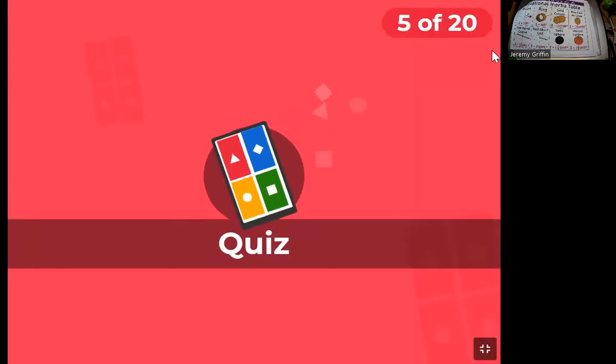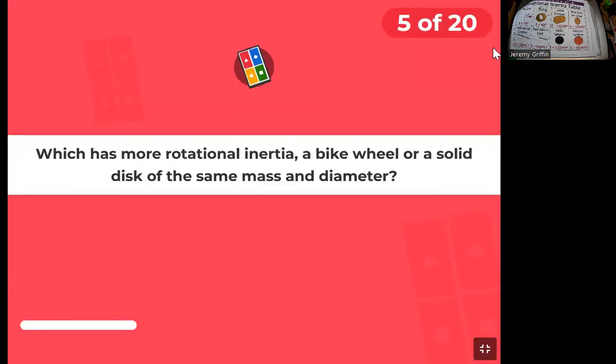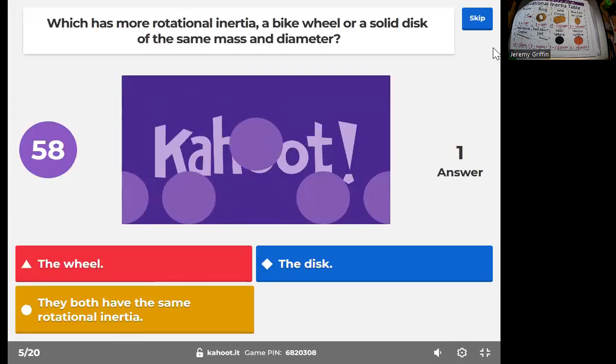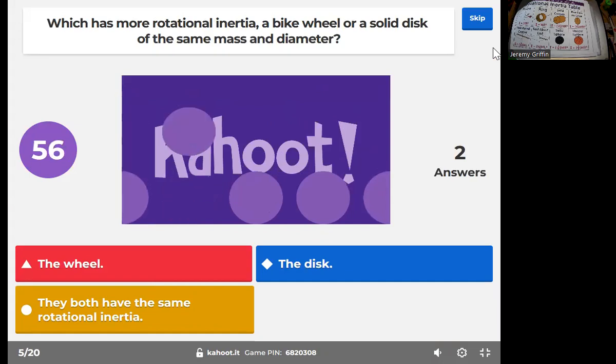Liam, getting more points. Oh yeah. Which has more rotational inertia, a bike wheel or a solid disc? Same mass, same diameter. We'll stop this one in about 30 seconds here.